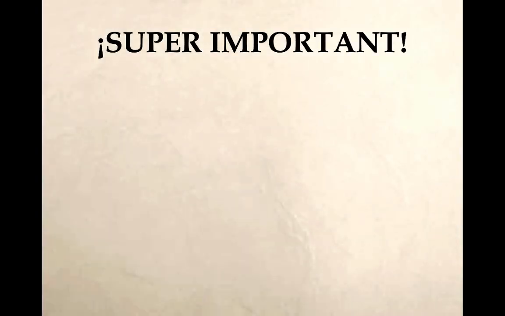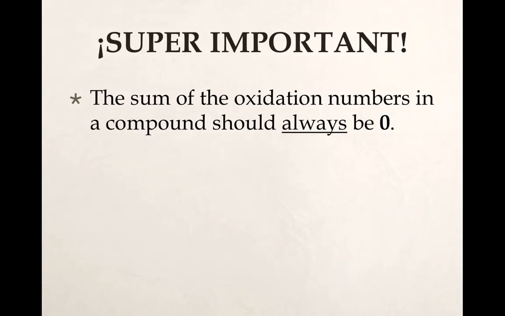Okay, super important. This is the whole basis of what we will do with this. The sum of the oxidation numbers in a compound should always be 0. That means NaCl, remember sodium is +1, chlorine is -1, and guess what? The sum is 0. So that's going to be how we find it out. It's very similar to when we were figuring out Roman numerals for nomenclature. Remember, total positive has to equal total negative. So when you add them up, they always equal 0.